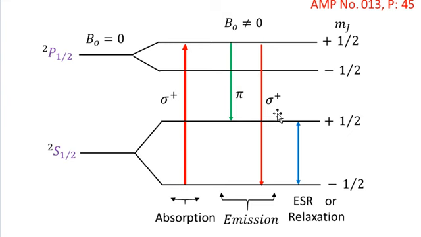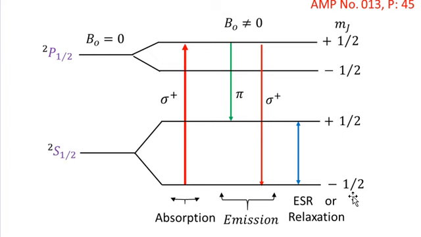The other transition will be sigma plus, that is also a resonant transition in resonance with the previous transition, that is from the mj equal to plus half level to the mj equal to minus half level of the ground state. So sigma plus and sigma plus have been shown as the resonant levels from the mj equal to plus half level to the mj equal to minus half level.